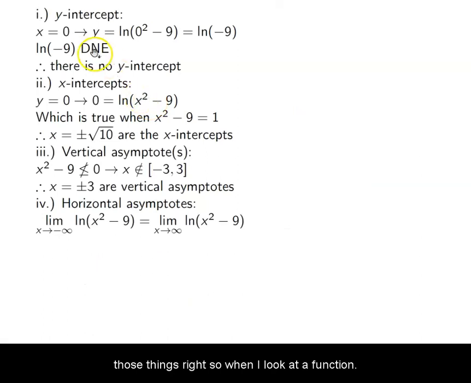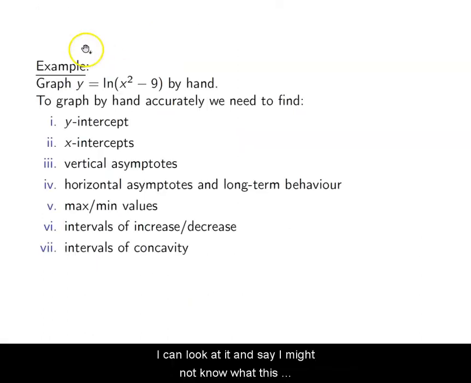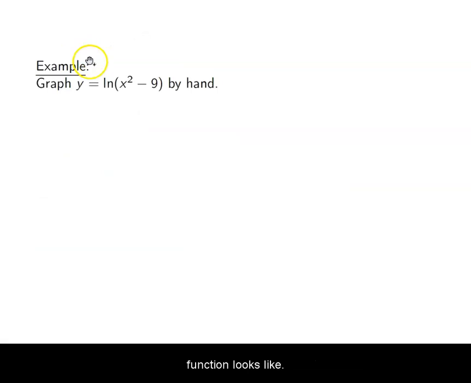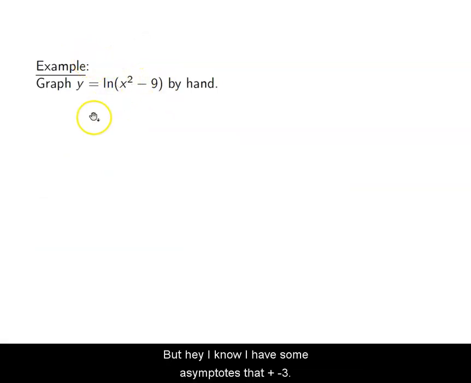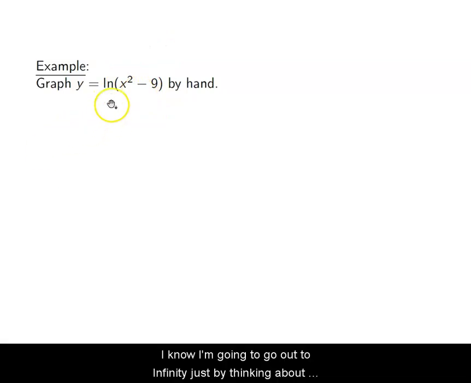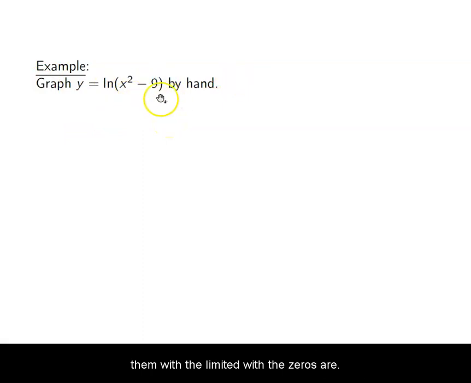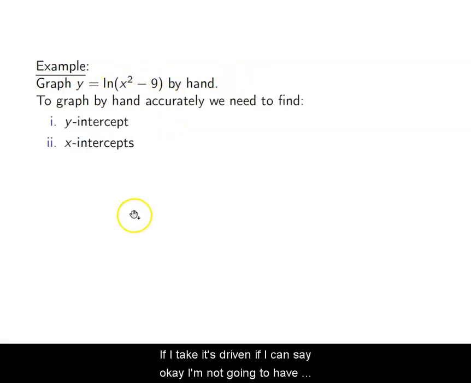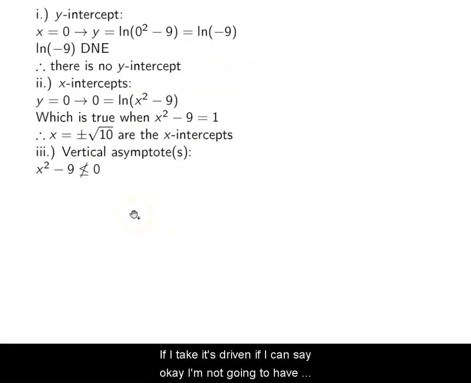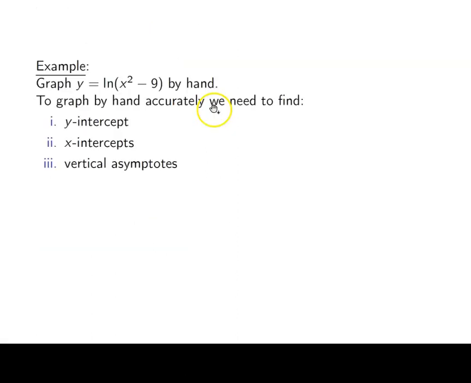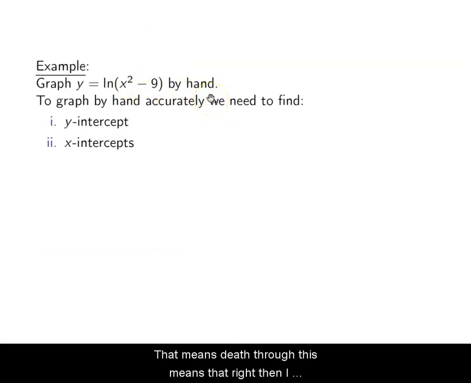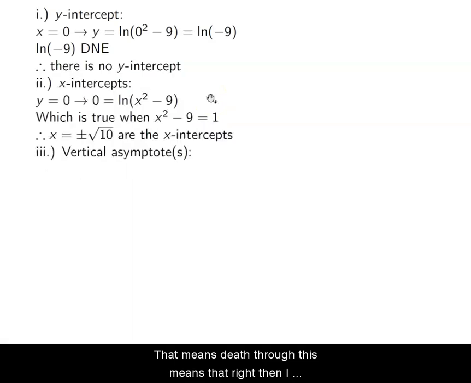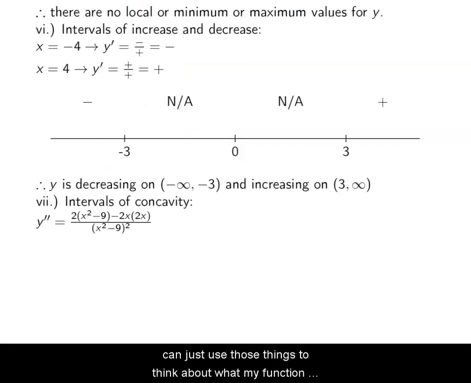So when I look at a function, I can say, I might not know what this function looks like, but hey, I know I have some asymptotes at ±3. I know I'm going to go off to infinity just by thinking about what the limit is, what the zeros are. If I take its derivative, I can say, okay, I'm not going to have any maxes or mins, so that means this or this means that, right?